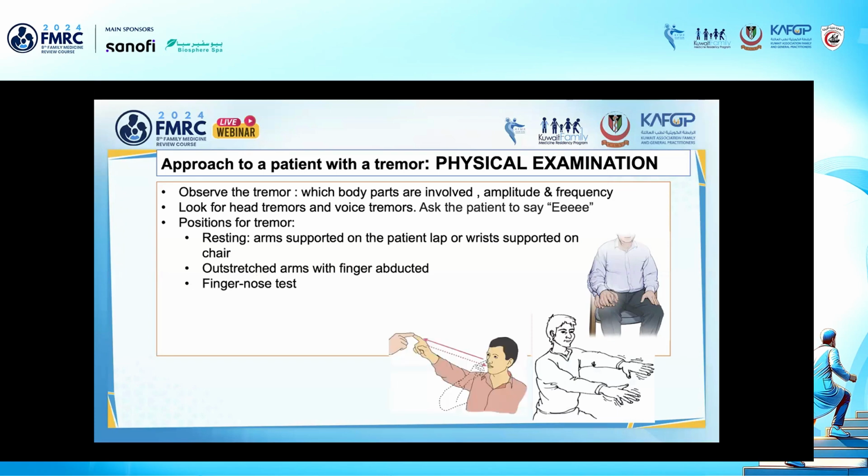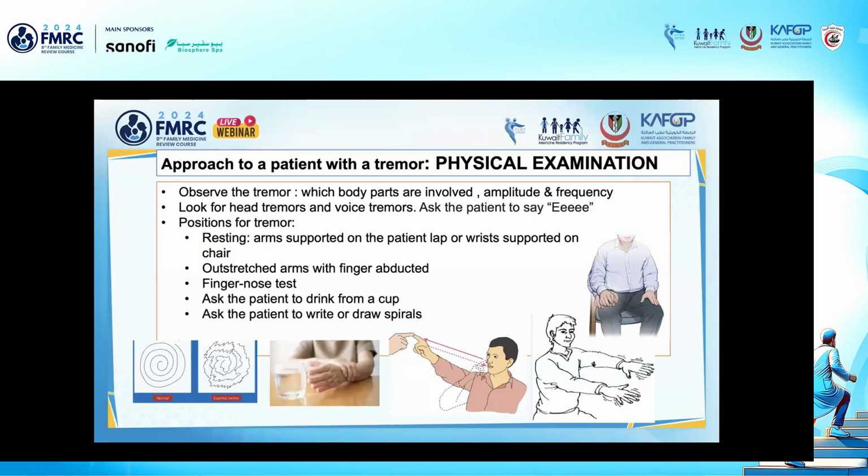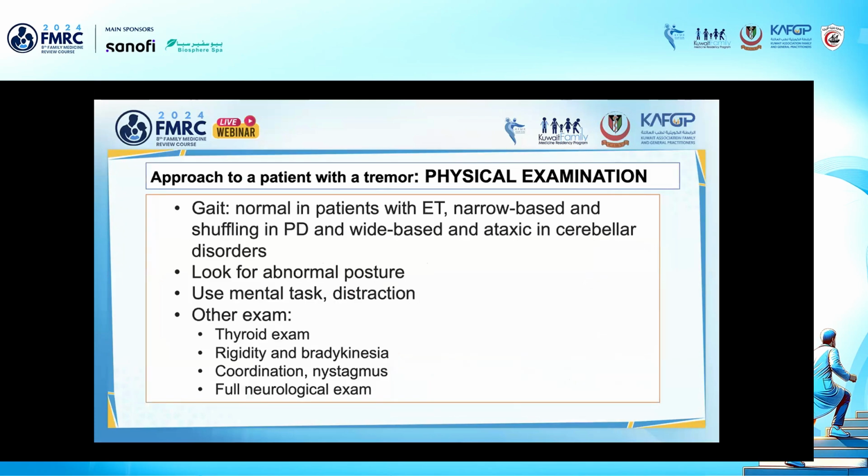You'll ask him to do the finger-nose test for cerebellar diseases, for intention tremor, and ask him to drink from a cup, and ask him to write or draw spirals. Both are affected by essential tremors. And you'll observe his gait, and look for abnormal posture. You should also try to distract the patient and do a mental task.